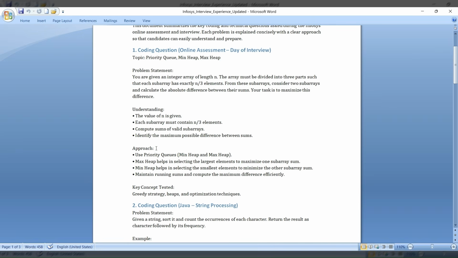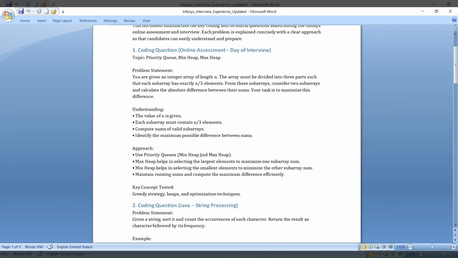And the approach which I have followed is using priority queue, min heap and max heap, to maximize the sum of the left subarray and minimize the sum of the right side subarray. How can we do it? We can maximize the sum of the left side subarray by using min heap, so that when the length of the subarray is greater than n by 3, we will only pop the smallest element.